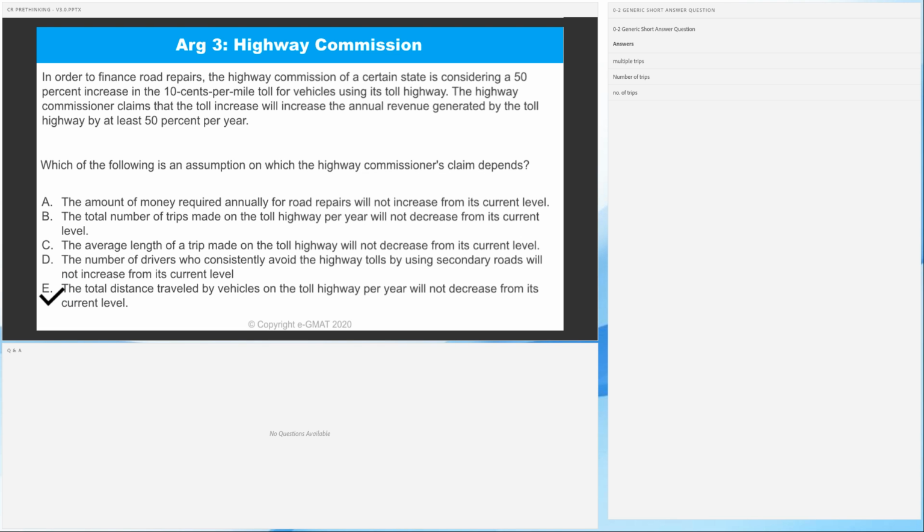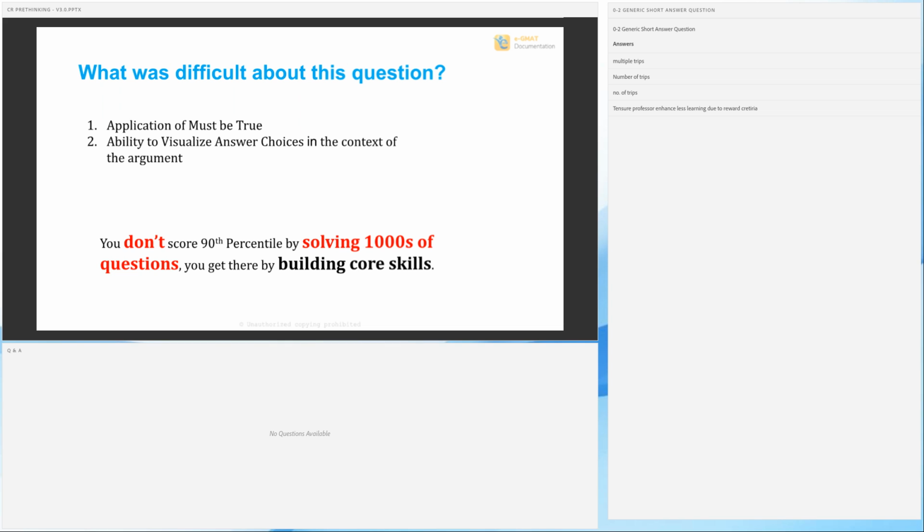In this question, choices B, C, and D all were great strengtheners, but neither one of them was a must be true. And this is the value of pre-thinking. It channelizes your energy on what's important to the argument. And as long as you do this, you're going to find that you reject answer choices with a lot of confidence.